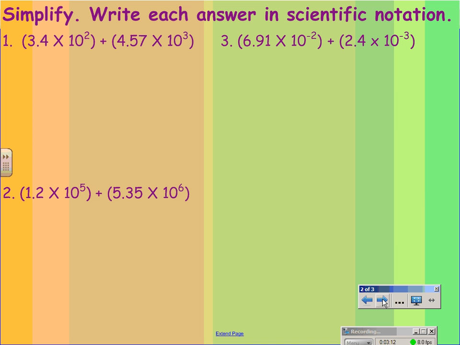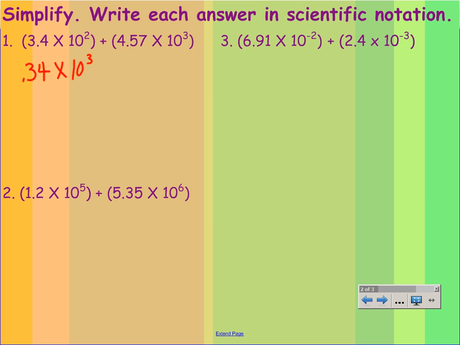So here's what it's going to look like. It says 3.4 times 10 to the second plus 4.57 times 10 to the third. So we either need to change the first set of numbers in the parentheses to 10 to the third, or we need to change the second group of numbers both to 10 to the second. And you know that we can do that simply by moving the decimal point. So on this first example, I'm going to change both so that both exponents read 10 to the third. We're going to change 3.4 to 0.34 times 10 to the third.